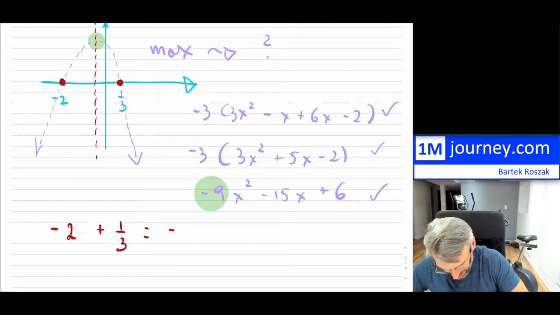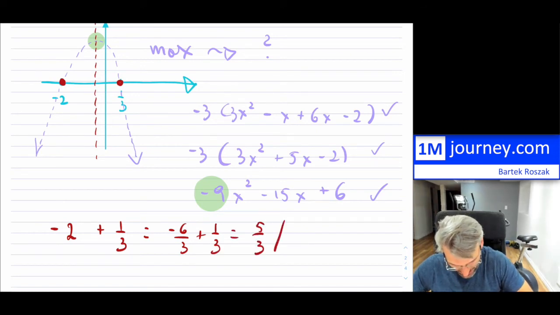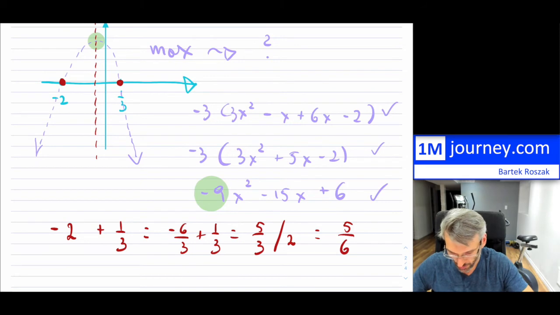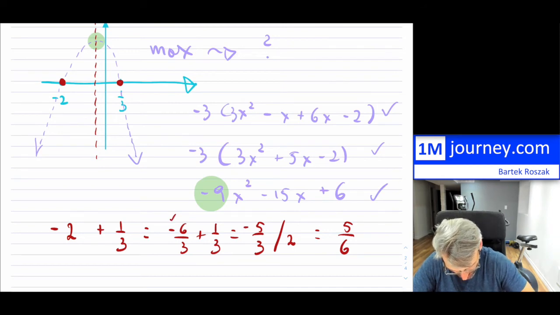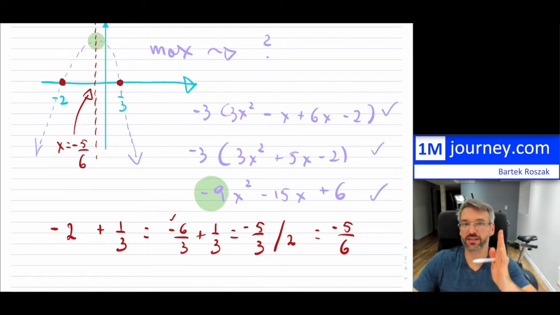Now, this is -6/3 plus 1/3, which is 5/3. And if I divide this by 2, that's going to give me the middle ground, which is basically 5/6. Let me just make sure, this is negative, so it's -5/6. So this is the value of your x at -5/6. That is where the line of symmetry goes through.